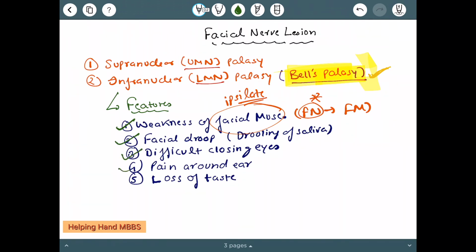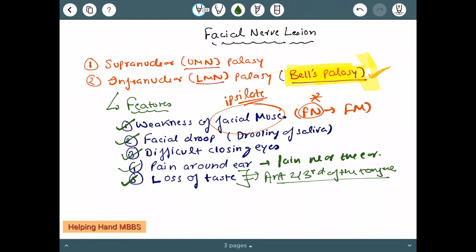There is pain around the ear. You know that after coming out of the stylomastoid foramen, the facial nerve gives the auricular branch, and the auricular branch supplies the area of the ear. So because it is also compromised, there will be pain near the ear. And as you all know, the chorda tympani nerve carries the taste fibers from the anterior 2/3 of the tongue to the nucleus tractus solitarius located in our medulla. So it is also affected. So there will be loss of taste from the anterior 2/3 of the tongue.